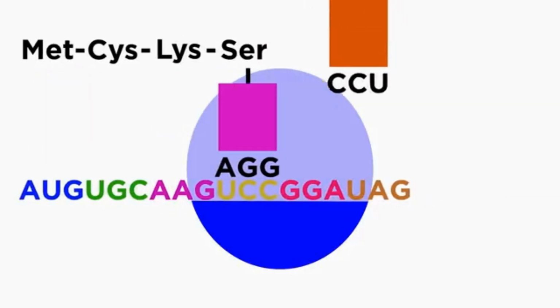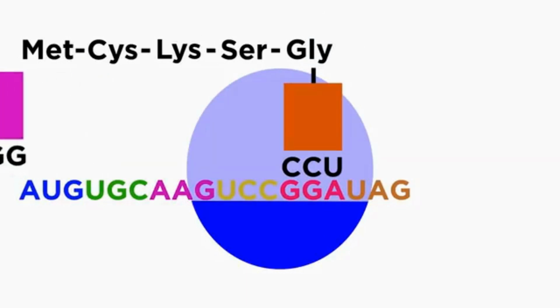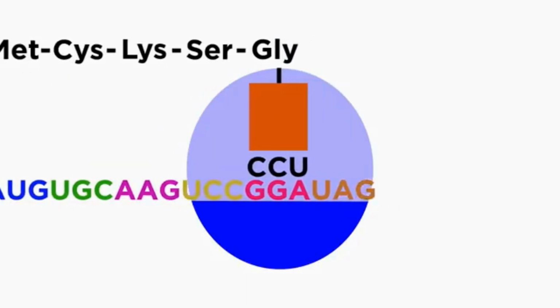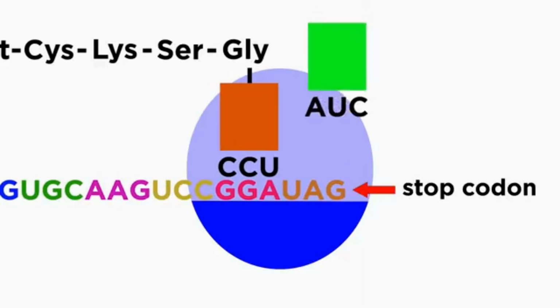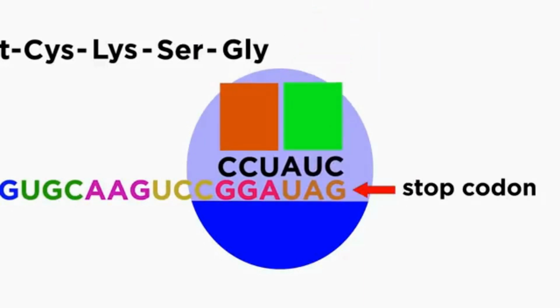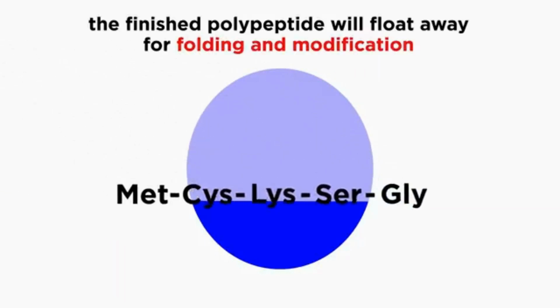As tRNAs enter and exit the ribosome in a sequence that is dictated by the codons on the mRNA, a polypeptide chain will grow. This continues until a stop codon is reached, at which point the completed polypeptide will swim away, most likely entering one of the cell organelles.